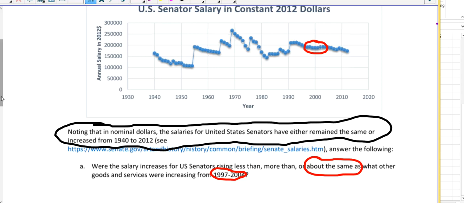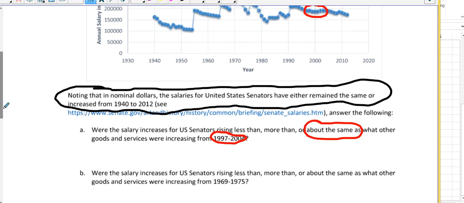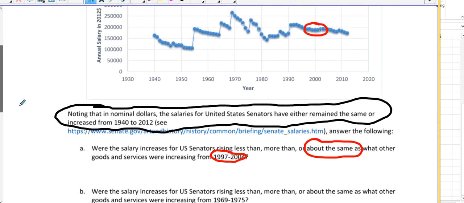All right. The next one asks whether the salary increases for U.S. senators were rising less than, more than, or about the same as other goods and services from 1969 to 1975. So let's take a look at this part of the graph. So 69 to 75, right about here. So that's this portion, and that is decreasing, relatively significantly decreasing there.